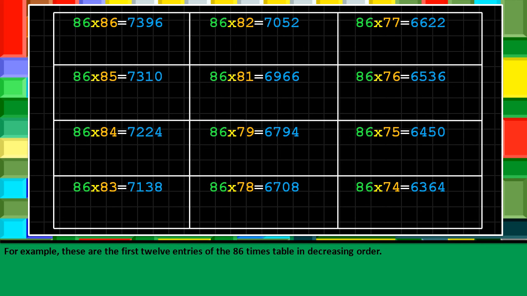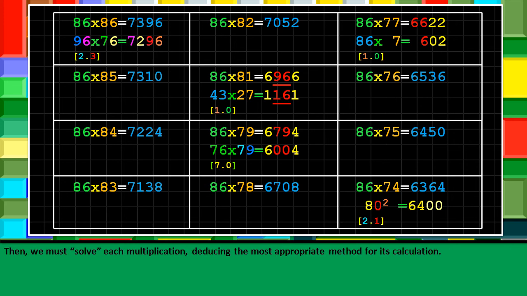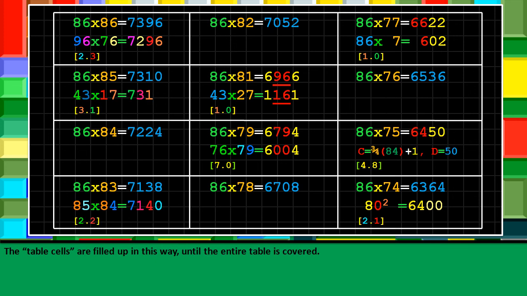For example, these are the first 12 entries of the 86 times table in decreasing order. Each table cell contains the multiplication to be remembered. Then we must solve each multiplication, deducing the most appropriate method for its calculation. The table cells are filled up in this way until the entire table is covered.